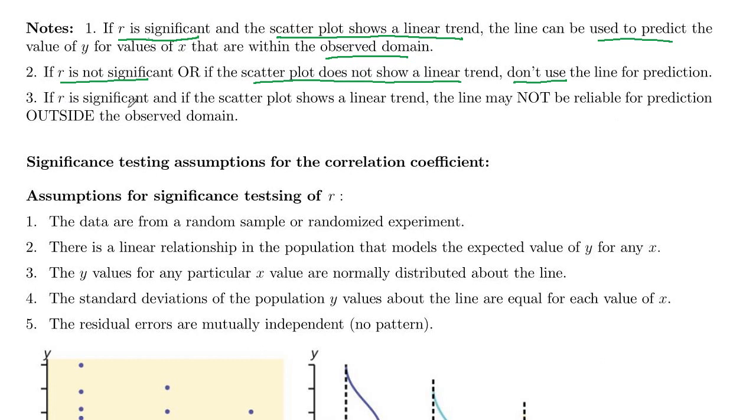If your R is significant and your scatter plot shows a linear trend, though, that line might not be reliable if your prediction is outside your observed domain. So again, you need to stay inside the domain of the scatter plot.